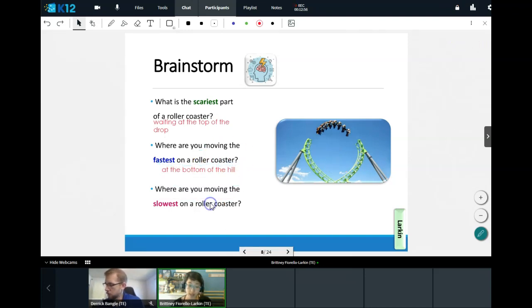So you're actually going the fastest at the bottom of a roller coaster. Now, again, where are we moving the slowest then? We kind of already touched on this, but where are we moving the slowest on a roller coaster? So moving the fastest, I think, is probably the funnest part. Again, where's the scariest part? Where are you moving the slowest? Just connecting this back up to what we were talking about.